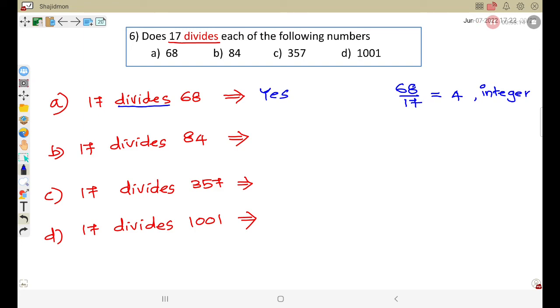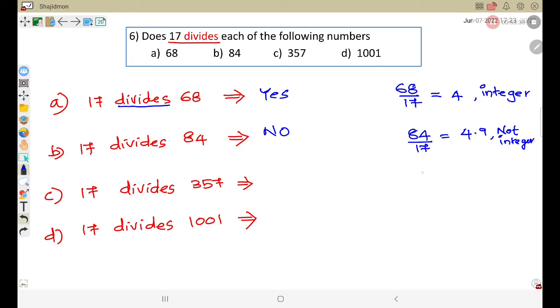Now, 17 divides 84. What do you do? 84 divided by 17. Second number divided by the first number. What will be the answer? You will get 4.9. No, correct? Not an integer number. So, we can write no. It is not correct. 17 does not divide 84.